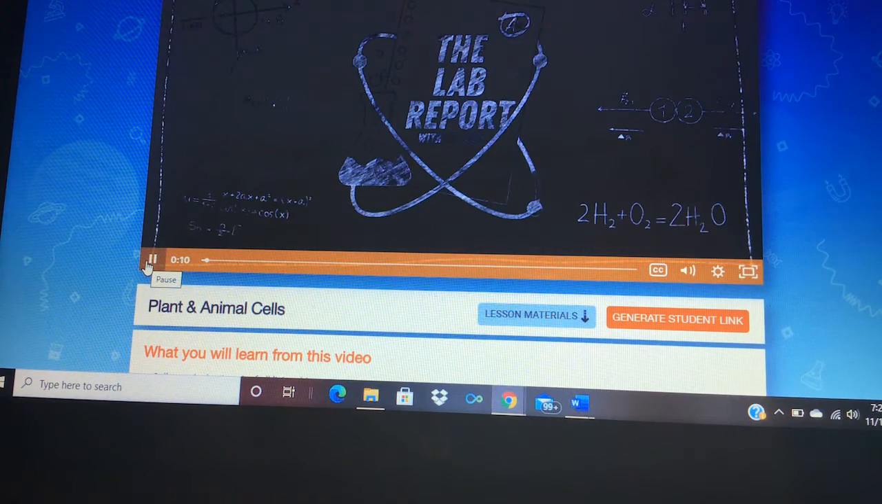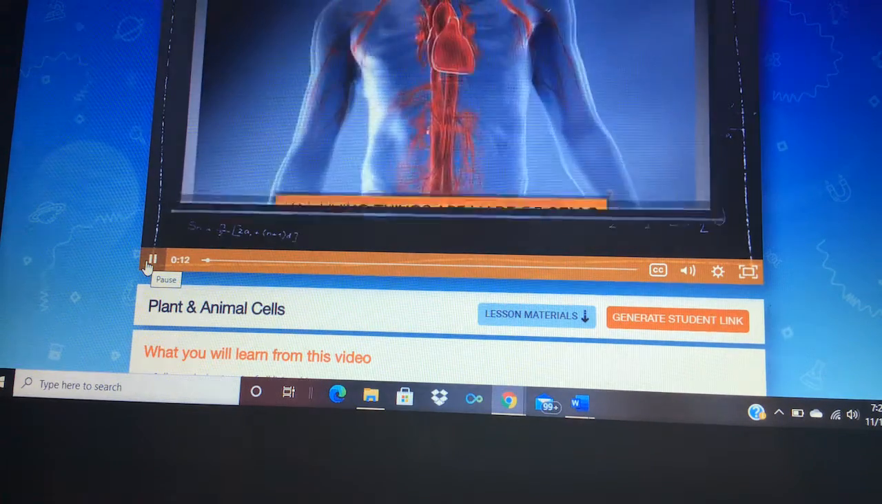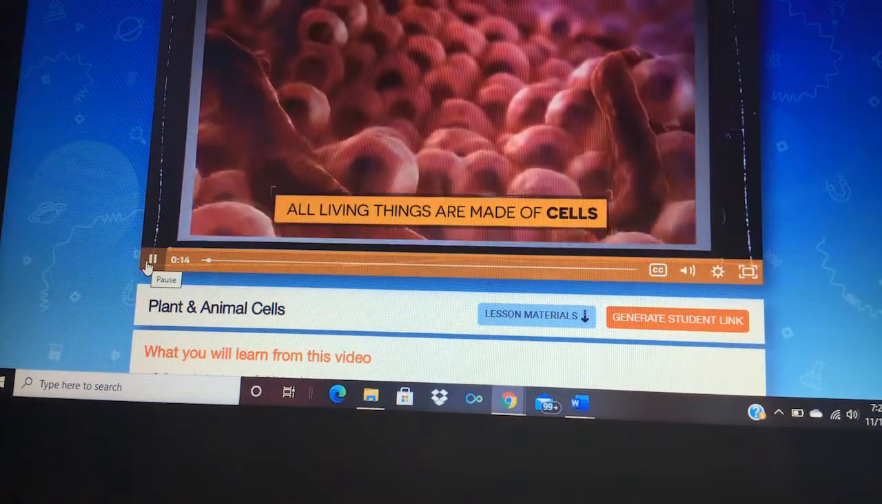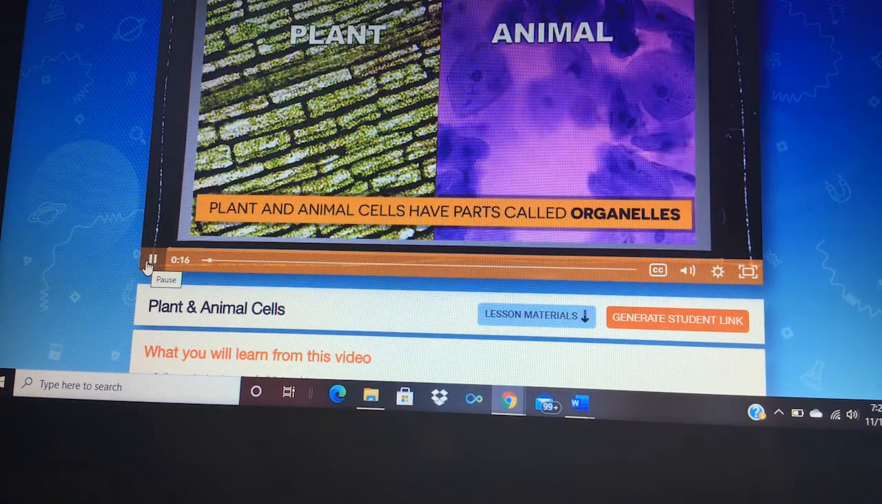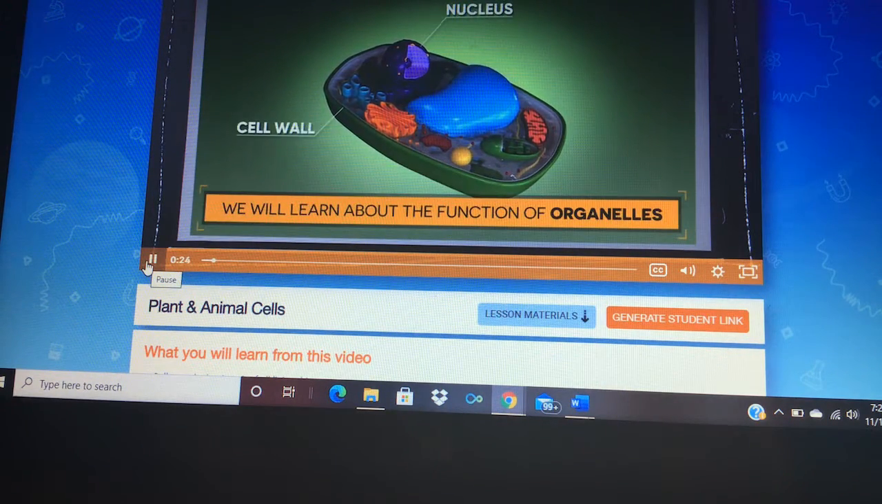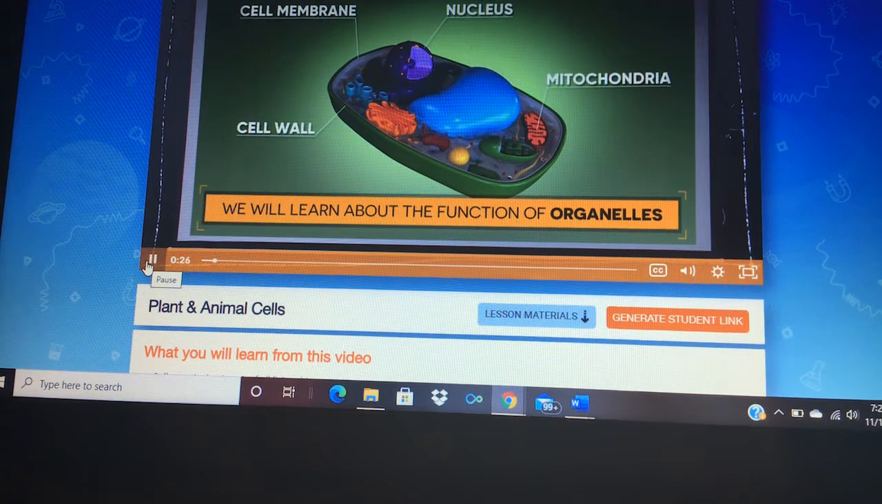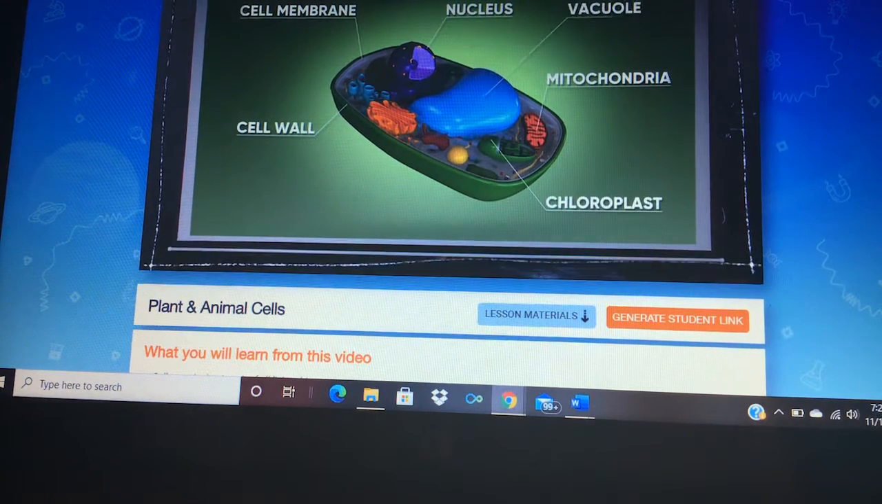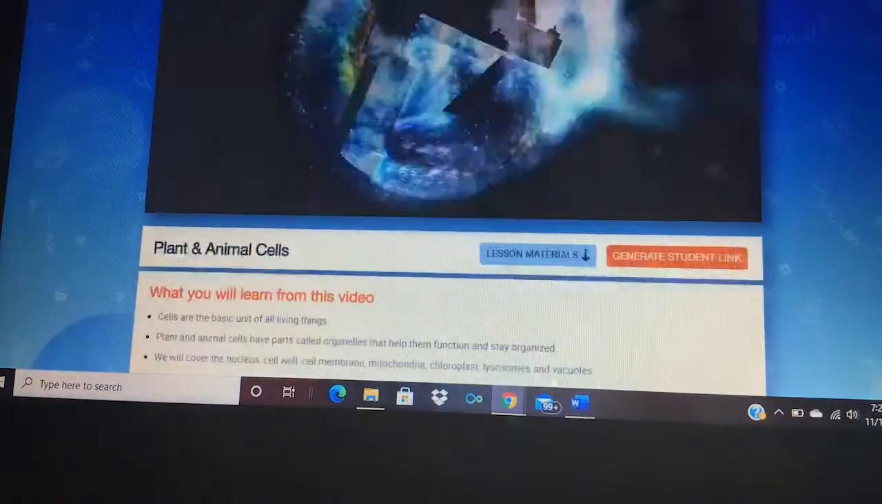Today on the Lab Report, we will learn that all living things are made of cells. Plant and animal cells have parts called organelles that help them function and stay organized. And we will learn about the function of the nucleus, the cell wall, cell membrane, mitochondria, chloroplast, vacuole, and lysosome.